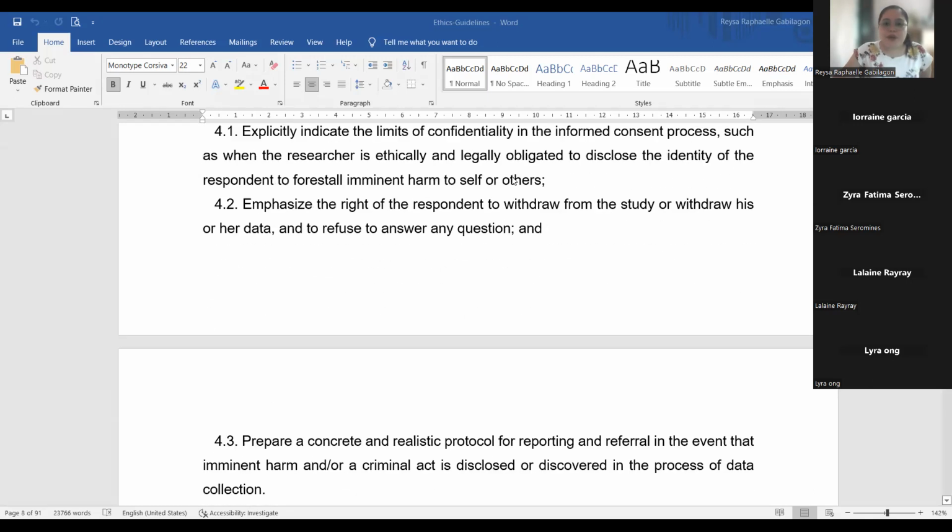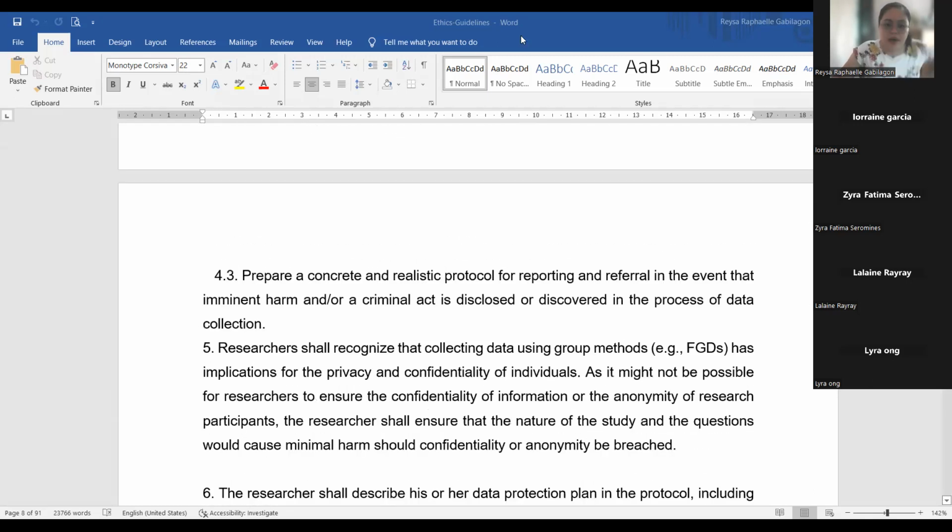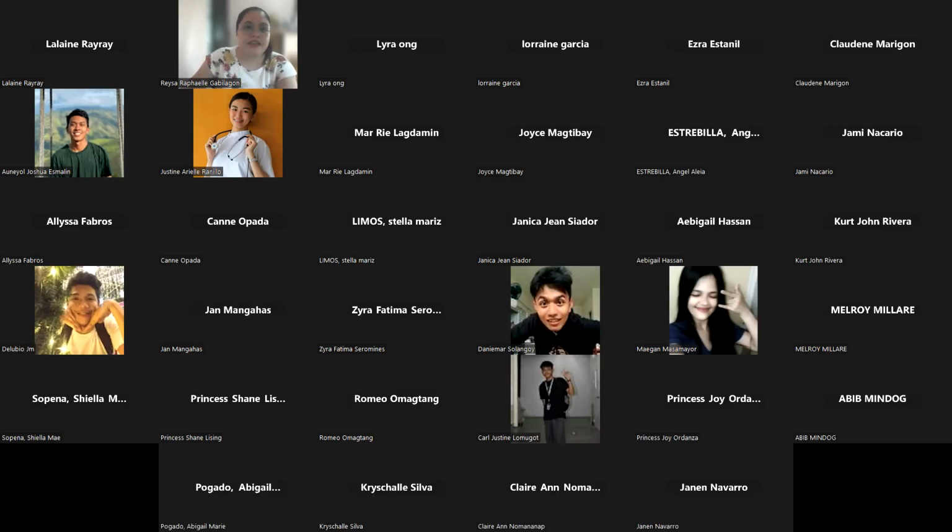Okay, so how are we going to write this in our paper? Let us have an example kung paano ilalagay sa paper itong mga ethics, mga elements for research ethics natin. Check natin ha.